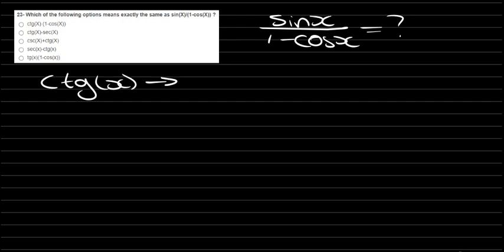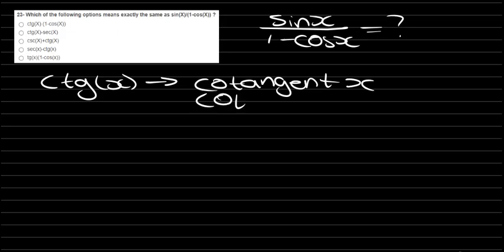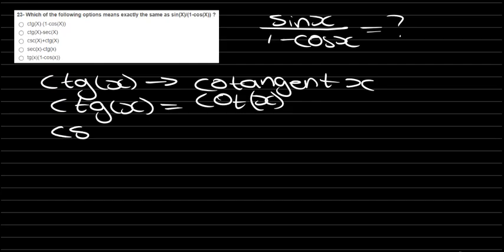What is this? This is an abbreviation which most likely you haven't seen, and all it means is cotangent of x, which we simply refer to as cot x. So ctg of x equals cot x. Okay, we go through another one. This is pretty self-explanatory. csc of x.